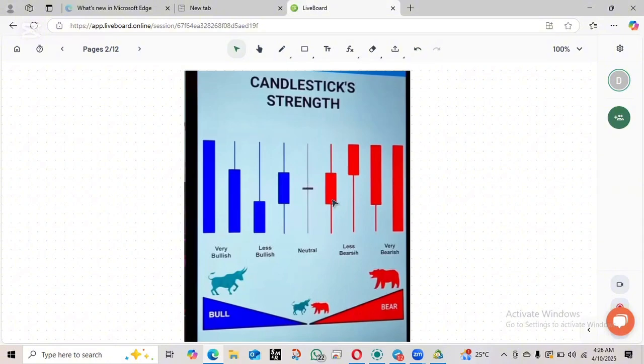Okay, so basically they are arranged in the order of descending strength. So starting from here, this is stronger, less strong, less strong, less strong, less strong. This is stronger, less strong, less strong, and less strong. So that is how they are. Okay, so this is the arrangement.